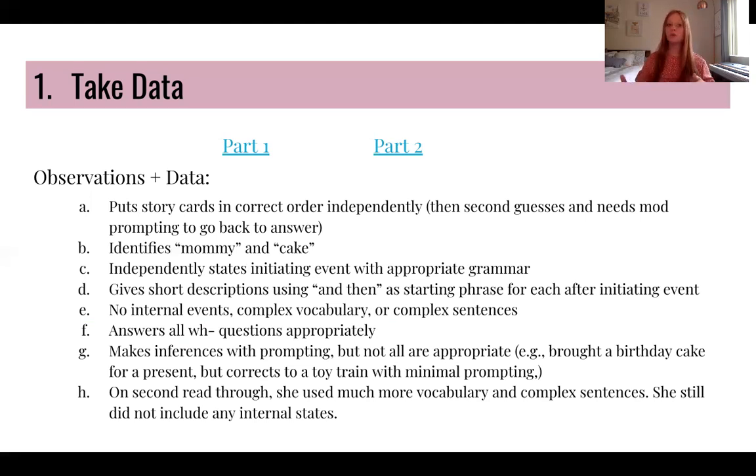And so she told a much more complex, detailed story with internal states, initiating events, action events, a conclusion. And then she had the child do it again, and the child did it again with a little bit more vocabulary, a little bit more complex sentences, but it still didn't include any internal states. And so that's something that I think could definitely be targeted. Hopefully, you guys had similar data and observations to these two videos.